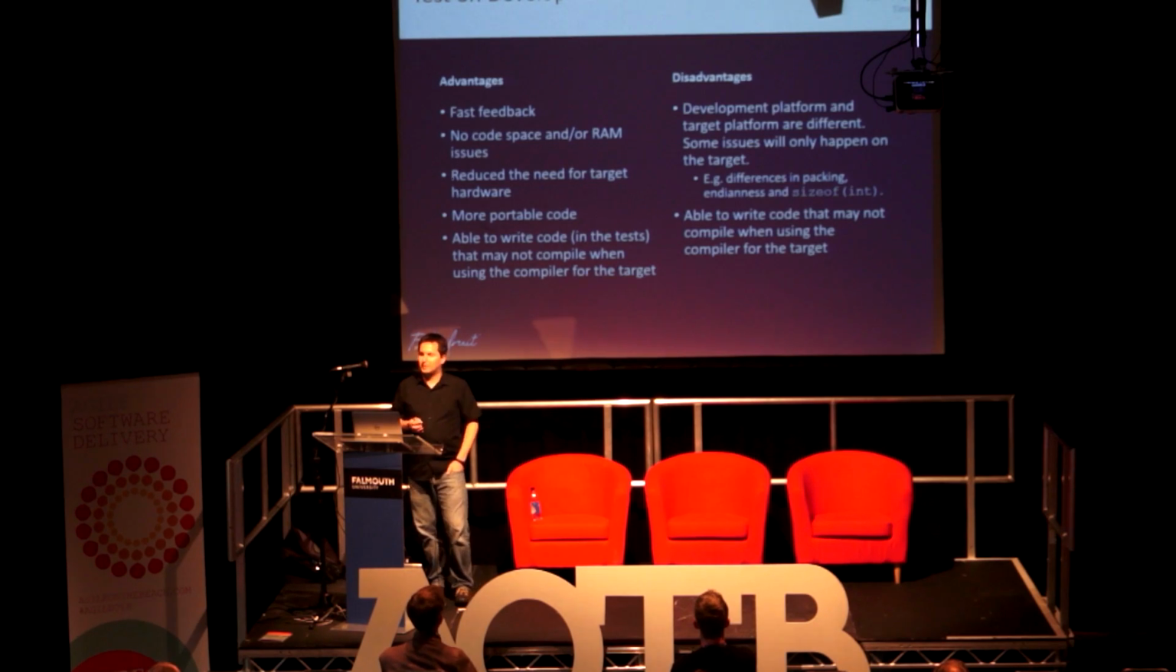And another possible problem is that you are able to write code that may not compile for your target. So we were writing in C at the time, so this didn't tend to cause us any problems. But with C++ 11 and 14 out and 17 coming out soon, there's a good chance you're going to use features which work on your development platform but don't work on your target compiler.